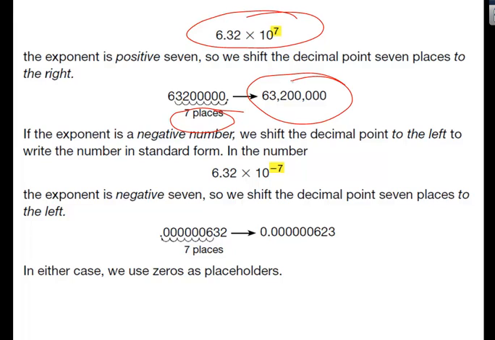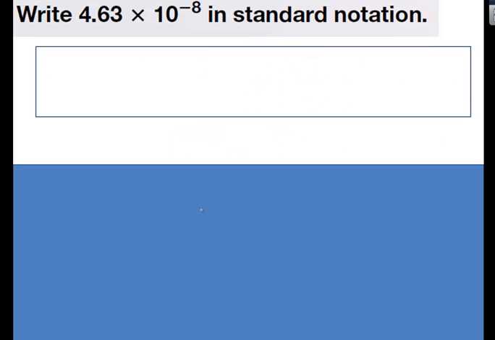If an exponent is negative, we shift the decimal point to the left and write the number in standard form. So where it's positive, we shifted it to the right. We started here and we shifted it to the right. On this one here, we're going to start at the 6 and we're going to shift it to the left. So we start right here and go 1, 2, 3, 4, 5, 6, 7. And it becomes 0.0000632. In either case, we use zeros as a placeholder. So let's try a couple of these.